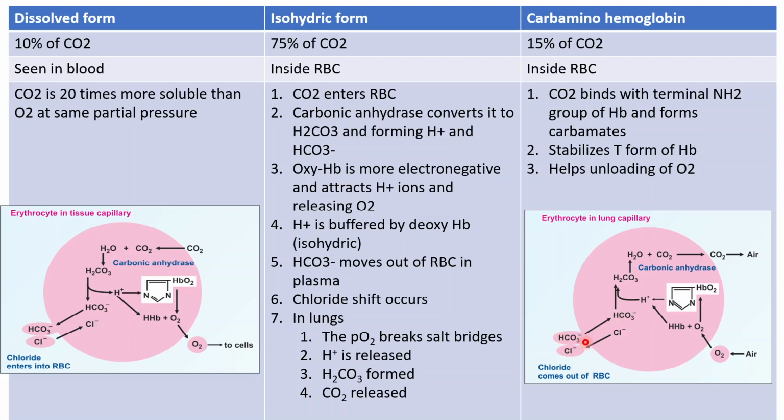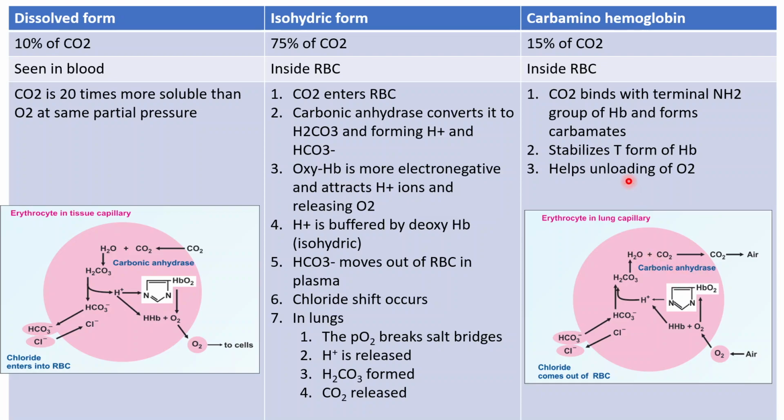So the bicarbonate which has come inside the RBC combines with the H positive ions to form carbonic acid. Carbonic acid again dissociates into water and carbon dioxide, and this carbon dioxide is exhaled into the air. So in the lungs, the opposite occurs. When oxygen is inhaled, it breaks the salt bridges, hemoglobin binds with the oxygen, and the H positive ions are released, which ultimately forms carbonic acid, and carbon dioxide is exhaled out.